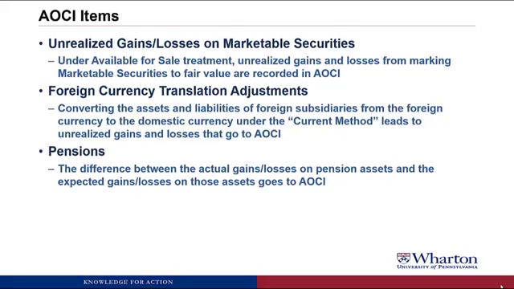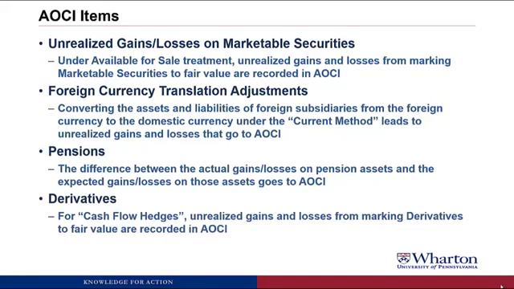Pensions: the difference between the actual gains and losses on assets that you set aside to meet pension plans and the expected gains and losses on those assets, that difference goes into AOCI. And then for derivatives, specifically for cash flow hedges, the unrealized gains and losses from marking derivatives to fair value related to cash flow hedges go into AOCI.